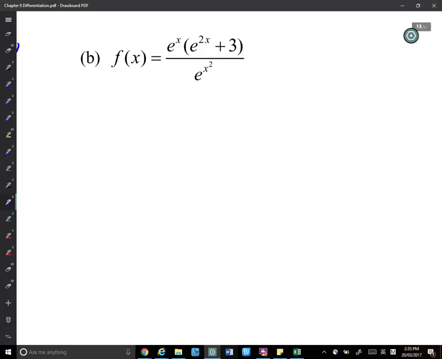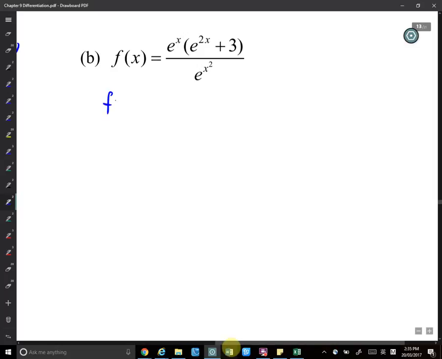When you see something like that, I know some of you may have learned the quotient rule or product rule already, but try to avoid using the quotient rule. It's too long and too difficult, and you can make mistakes so easily. So I would recommend, if you can simplify and make everything plus or subtract between terms, to do that. So my fx will equal, you expand it first. E to the power of x times e to the power of 2x gives you e to the power of 3x plus 3e to the power of x. Expand that first.